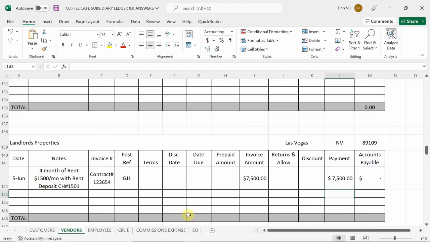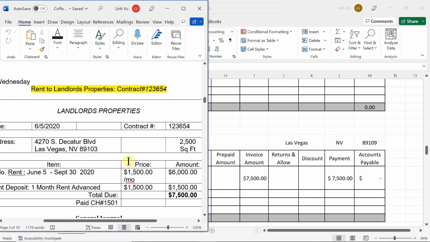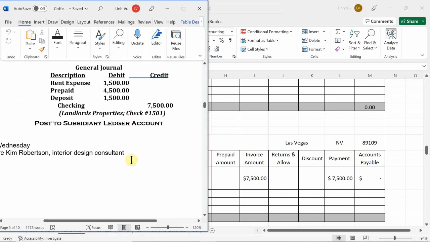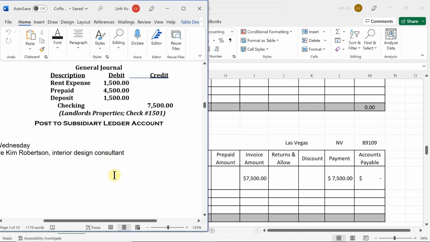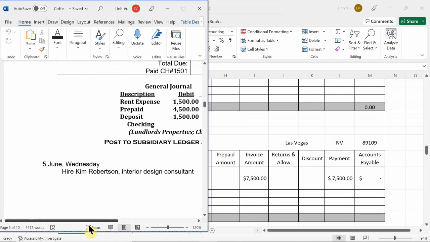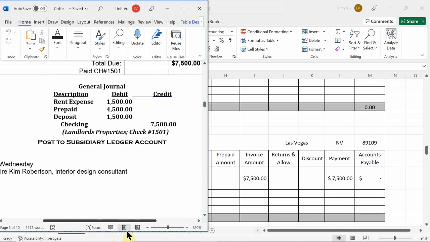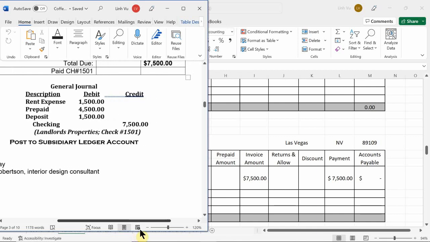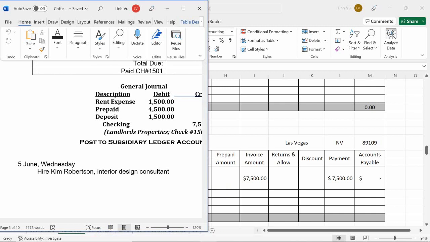Okay. So that is it for this transaction. We did the journal, we did the ledger, we wrote our check, and we updated my subsidiary ledger. So let's go ahead and do the next one, and then we're going to stop here for today. Let's see what the next one is. The next one is we're going to hire Kim Robinson to do our interior design consultation. Is this a transaction I need to record?